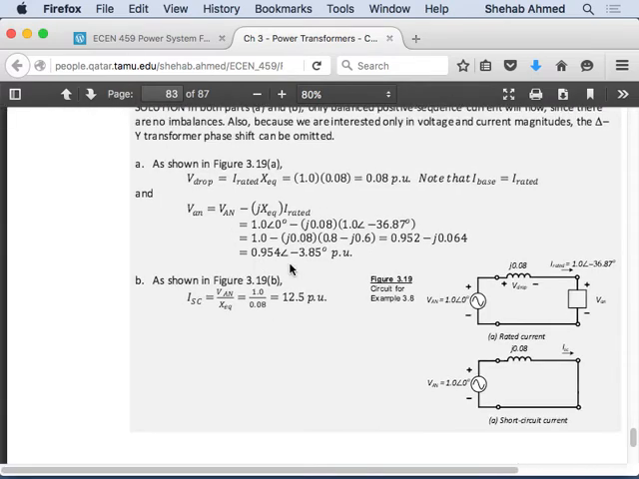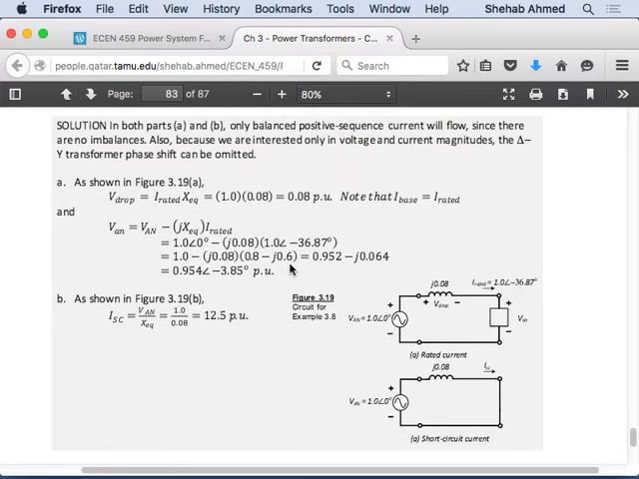Everybody's okay with this? Right? Just because we said ignore transformer phase shift. And then in the second problem they wanted a short circuit current. So instead of having a load, you have a short circuit. So basically the short circuit current is the voltage divided by this impedance. The voltage divided by impedance, 1 divided by 0.08 is 12.5 per unit.